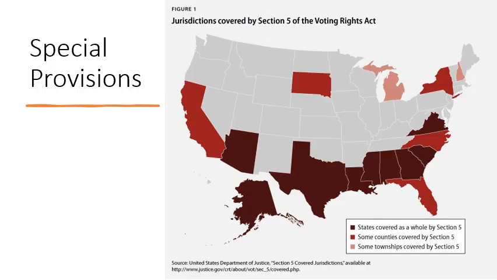Now, there was a special provision of the Voting Rights Act that I want to explain a little bit. It was Section 5, and Section 5 had a pre-clearance requirement.